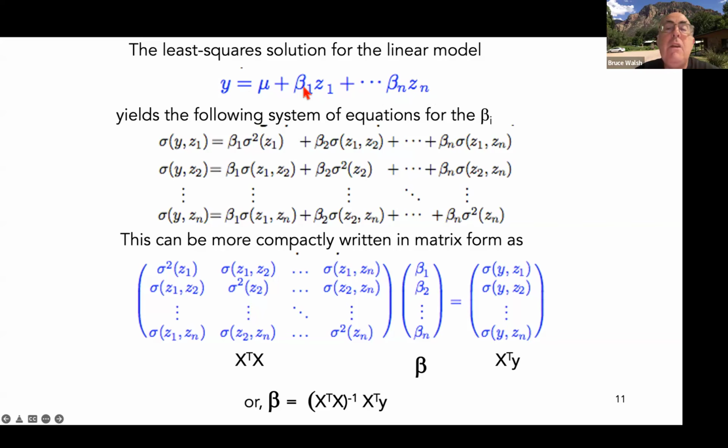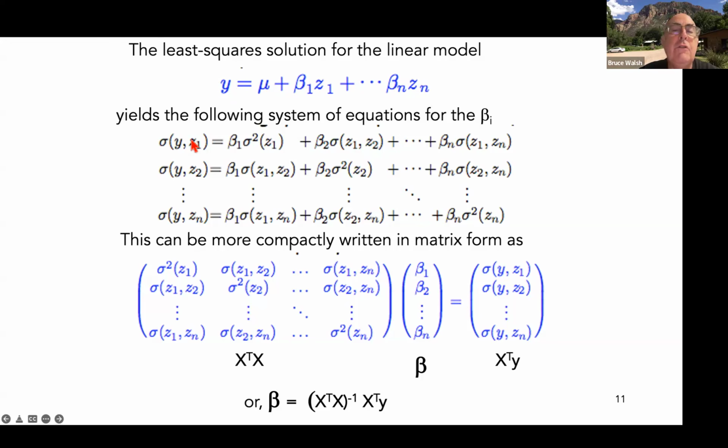So what B1 here says, beta 1, says that a single unit change in Z1, holding everything else constant, changes Y by B1. So how do we solve for that? Well, it turns out one way to solve is you can get this set of equations by taking the covariance of the left side with the right side.